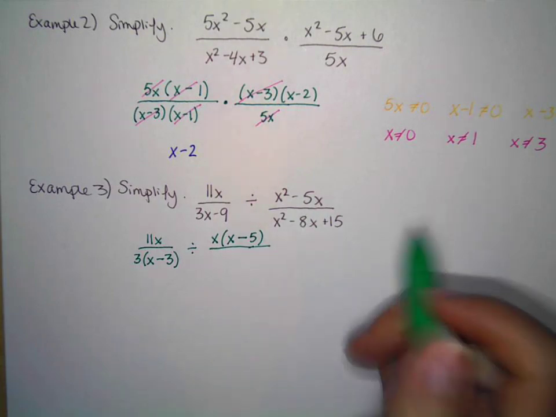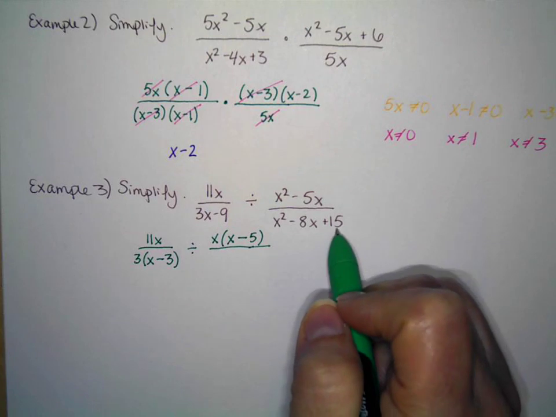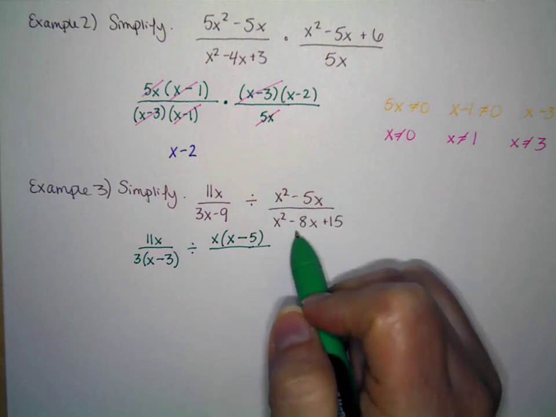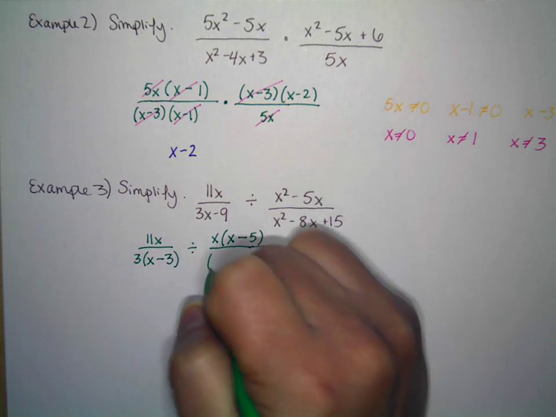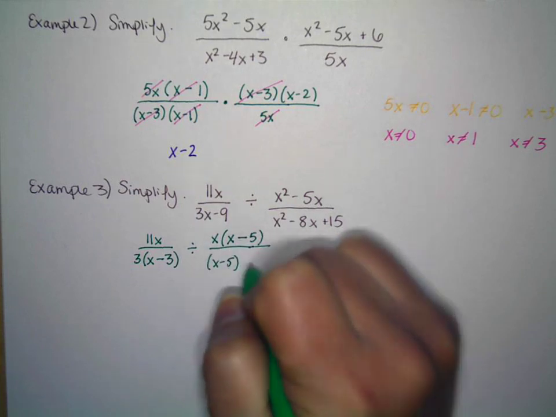Now in the denominator of our second fraction, there's nothing that all three of those terms have in common. So this is where we're looking for a pair of numbers that multiplies to give 15 and adds to give negative 8. Okay, and that pair of numbers would be negative 5 and negative 3.